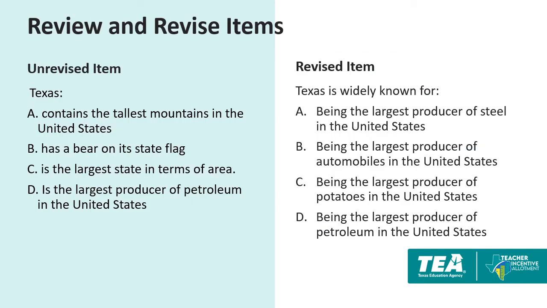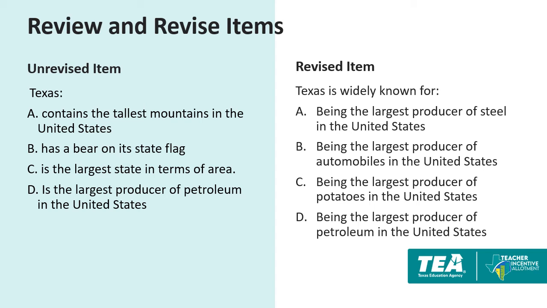It is always a best practice to review and revise items in which raters were uncalibrated. Let's take a look at a question that needs to be revised from a 7th grade Texas history assessment. Notice that the unrevised item tests knowledge of state agriculture, physical features, flags, and economic activity. The revised item narrows it down to economic activity.